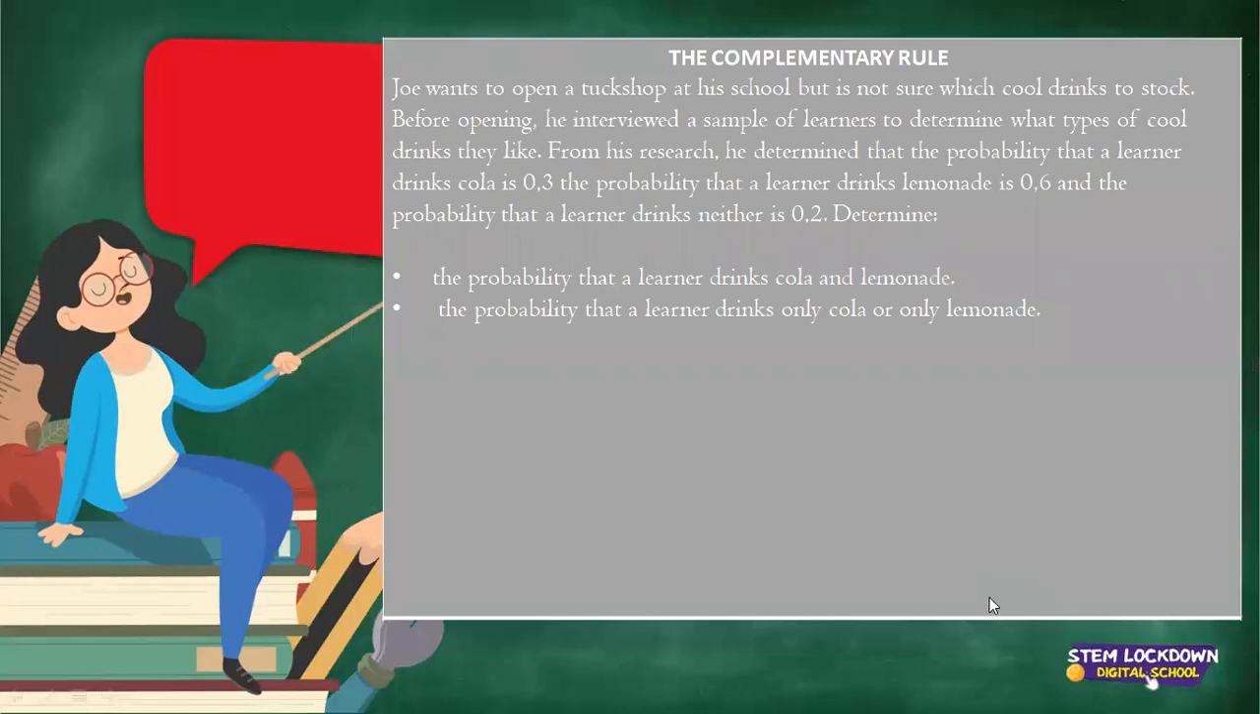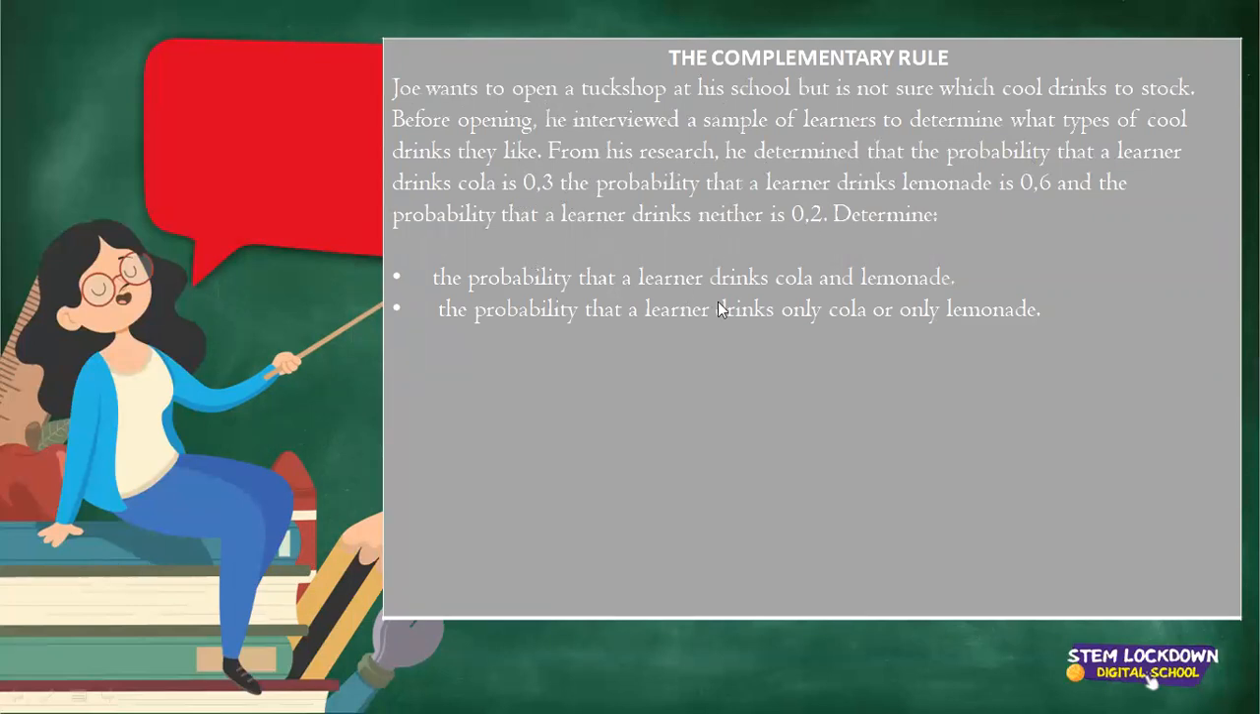Okay, and then the complementary rule. So in an example to demonstrate the complementary rule, Joe wants to open his tuck shop at his school, but he's not sure which cold drink to stock. Before opening, he interviewed a sample of learners to determine what type of cold drink they like. From his research, he determined that the probability that a learner drinks cola is 0.3, the probability that a learner drinks lemonade is 0.6, and the probability that a learner drinks neither is 0.2.